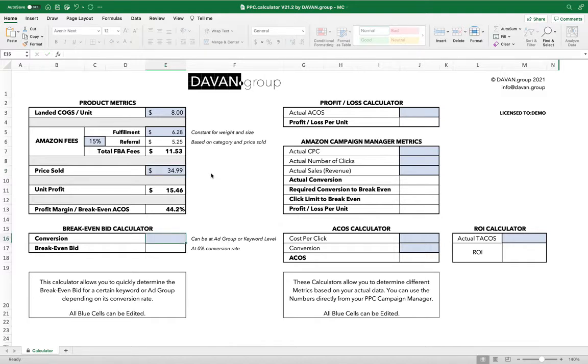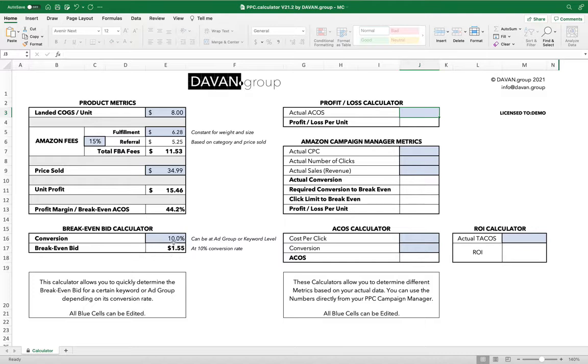So this is a really important number to know as well. What we know is the conversion for a particular keyword might be, say, 10%. So if you go into your campaign manager and you see that a keyword converts, for every 20 clicks, you get 2 sales, so a conversion rate of 10%, then you can type that number in here, and that tells you if you were to pay $1.55 per click on that keyword, then you'll be essentially running at break even for that keyword.